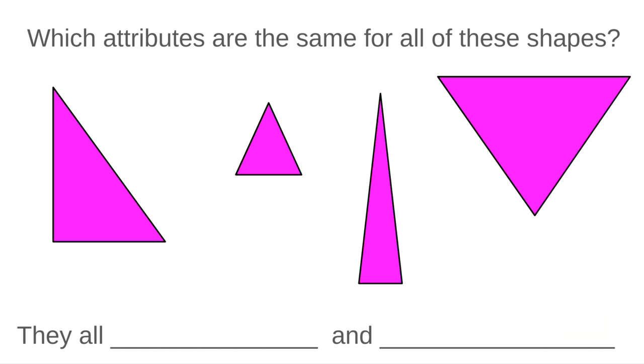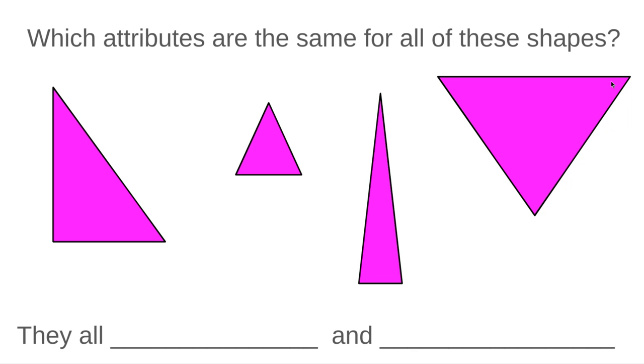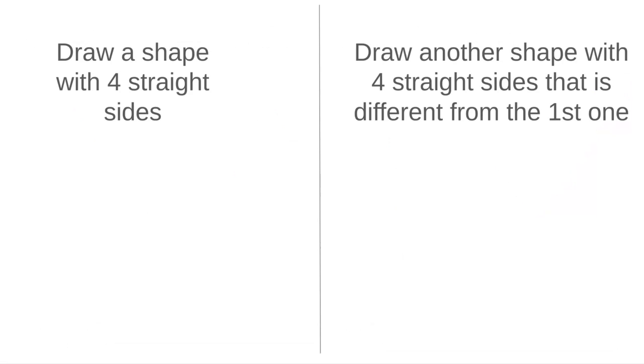All right, let's look at this one. What is the same about all of these shapes? Can you think of anything that's the same? Great idea. Let's count the corners. 1, 2, 3 corners here. 1, 2, 3 corners here. 1, 2, 3 corners here. And 1, 2, 3 corners here. All of these shapes have 3 corners. And I also noticed they all have 3 sides.